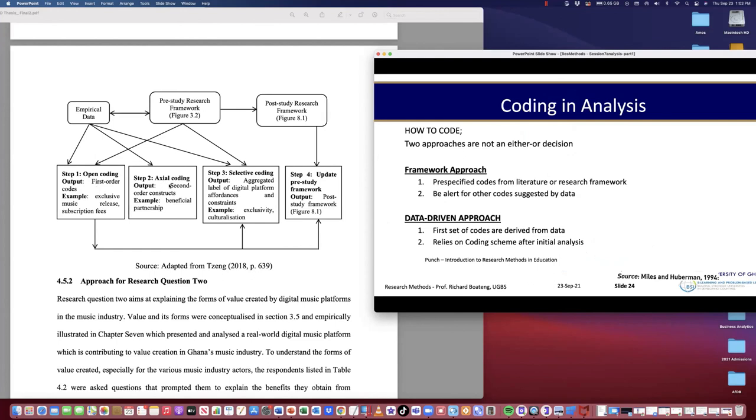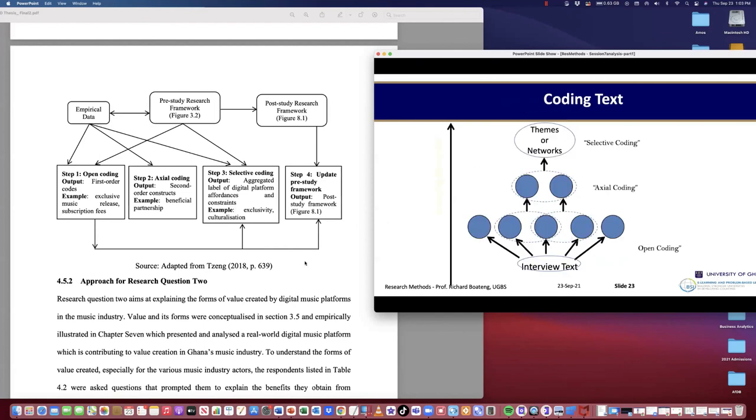Then number two, axial coding. What is the output of axial coding? Second order what? Second order construct. Good. Then selective coding output. That's the aggregate of what you have found. Then from there, you update your pre-study equipment. That's why you suggest your finding.